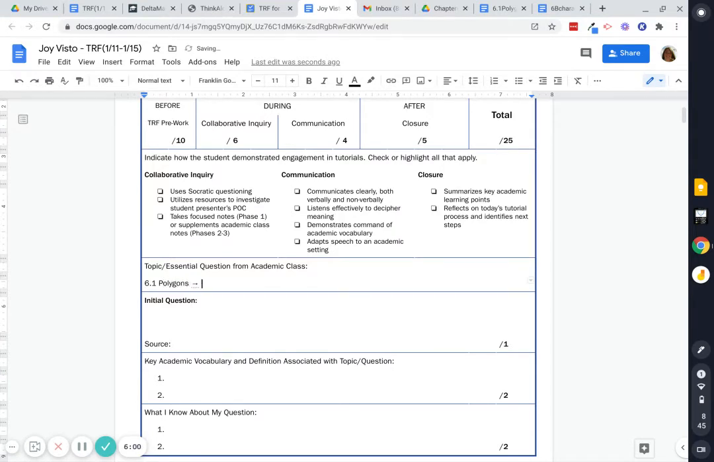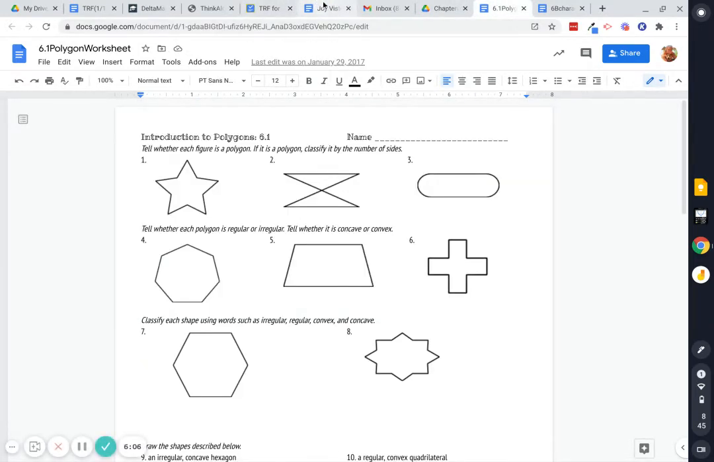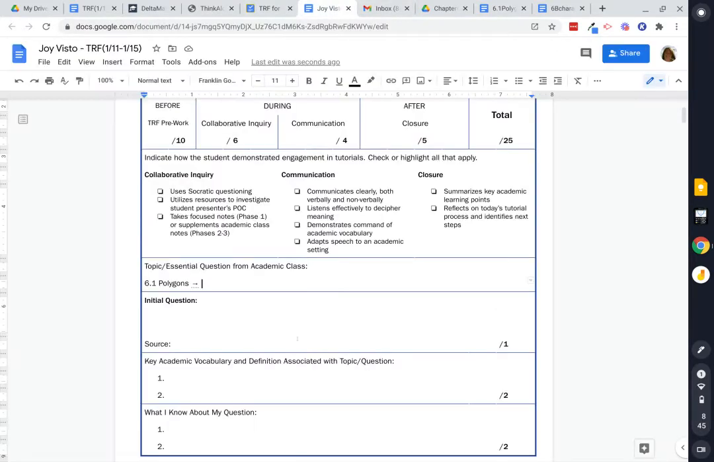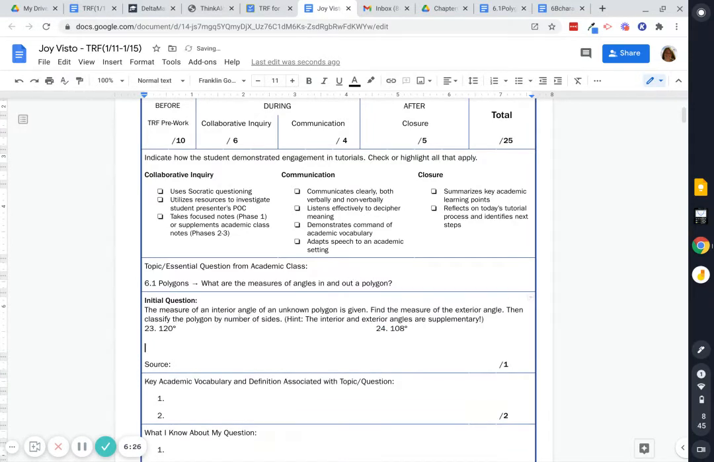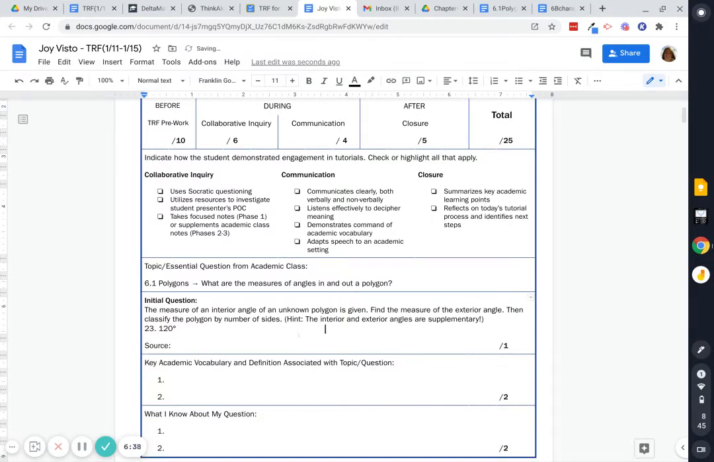Polygons. Maybe my essential question from this particular class was something about, whoops, now I've clicked out of where I need to be. What are the measures of angles in a polygon? And you know what, actually I think it was in and out of a polygon. So my initial question is this. The measure of an interior angle, I'll just pick one of them, is given. Find the measure of the exterior angle, then classify the number of sides. Hint, the interior and exterior angles are supplementary. And I'm just going to say this came from a 6.1 worksheet.